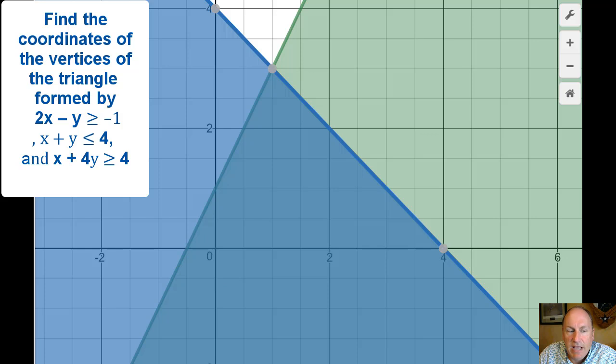And finally, we have x plus 4y greater than or equal to 4. We'll plot x plus 4y equals 4. X-intercept at 4, a y-intercept at +1. And we get this reddish line here. If we test 0, 0 in that, we get 0 is greater than or equal to 4, which is false. Therefore, it's going to be the area above the red line.